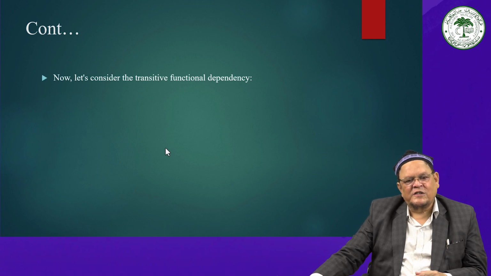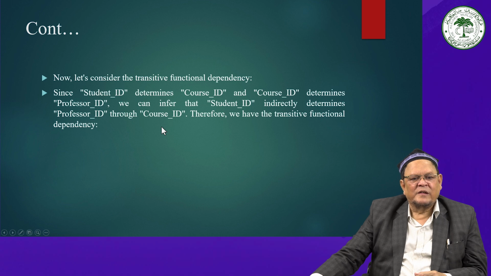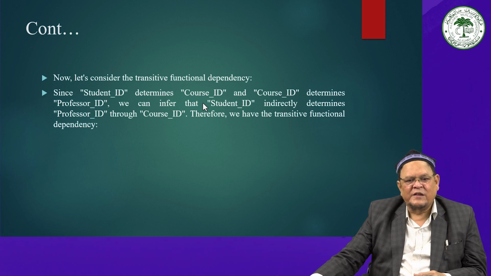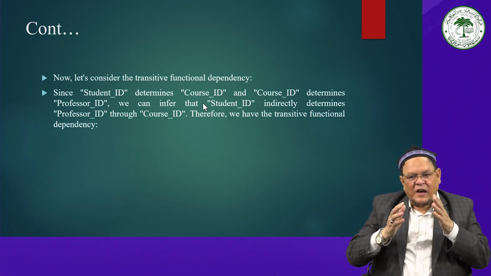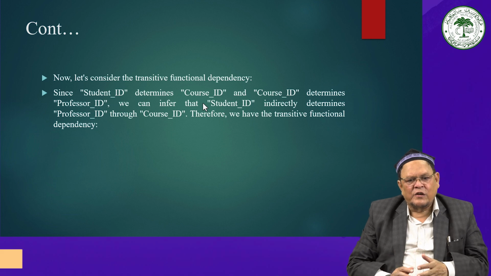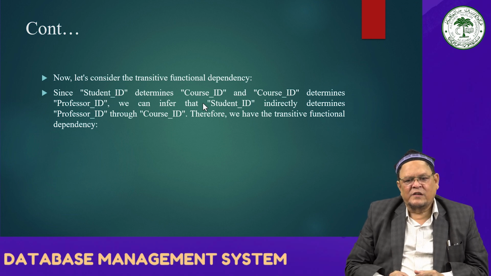So now let's consider transitive functional dependencies. Since a student ID determines course ID and course ID determines professor ID, we can infer that a student ID indirectly determines professor ID through a course ID. Therefore, we have a transitive functional dependency.